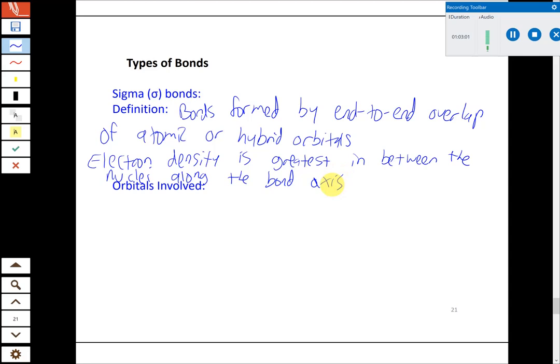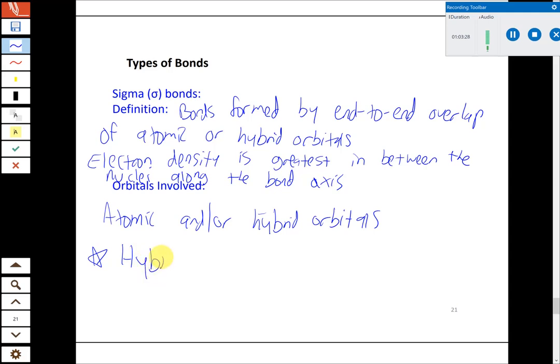So the orbitals that are involved, as we said, are going to be atomic and or hybrid orbitals, some combination of those 2. But a key point, though, is that when we use hybrid orbitals to form bonds, which we very often do in these types of structures, the hybrid orbitals will only form sigma bonds. We're going to give you another bond type here in a second, but hybrid orbitals are only going to be involved in the formation of sigma bonds.